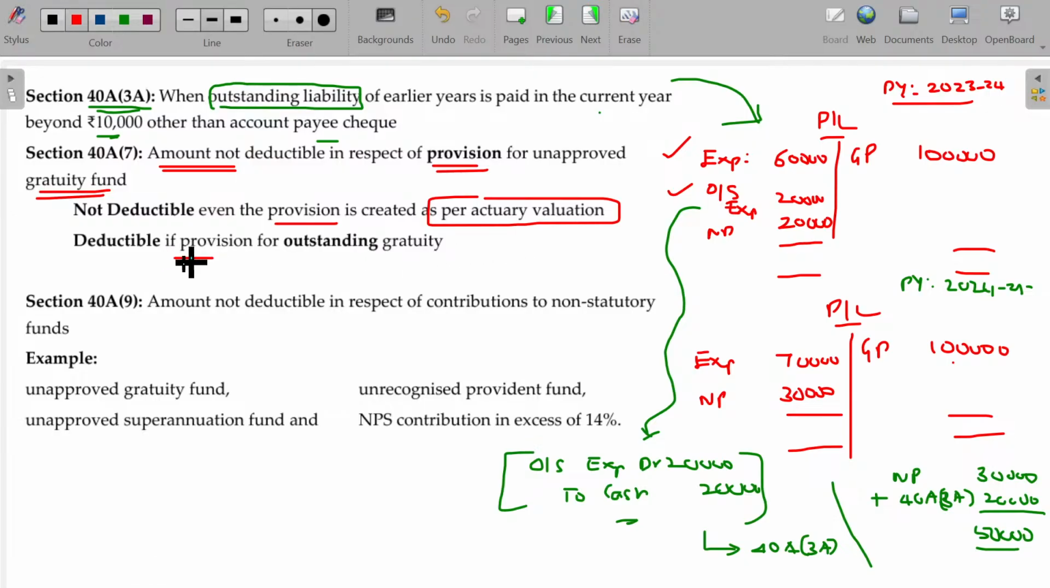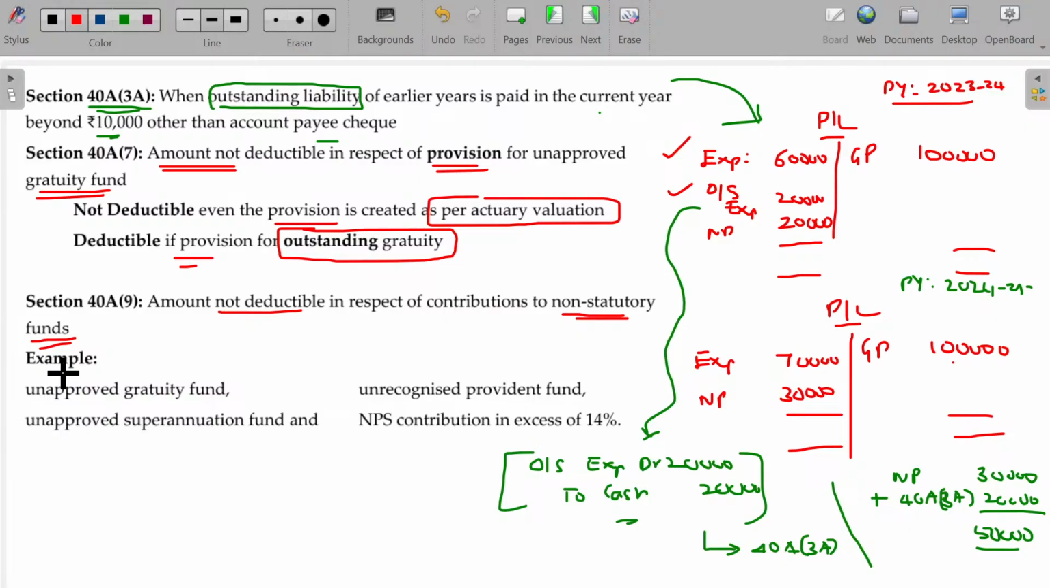But if you are making a provision for outstanding gratuity, then deductible. The actual gratuity is supposed to pay. Okay, confirm that amount is supposed to be payable and you created a provision for that outstanding debt. Then it can be deductible. Usually, you understand that a rough calculation provision for the future payment of gratuity is not deductible if it is being unapproved. And non-deductible in respect of the contribution to non-statutory fund. Non-statutory fund. There is no legal requirement. If you are depositing that, that will not be deductible.